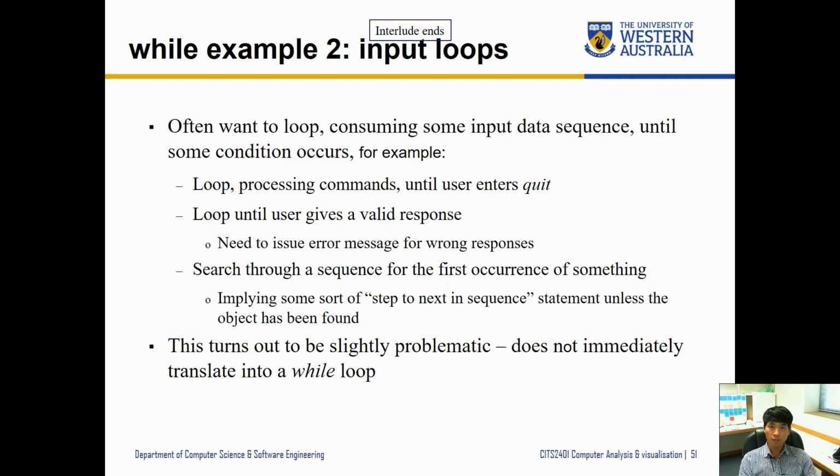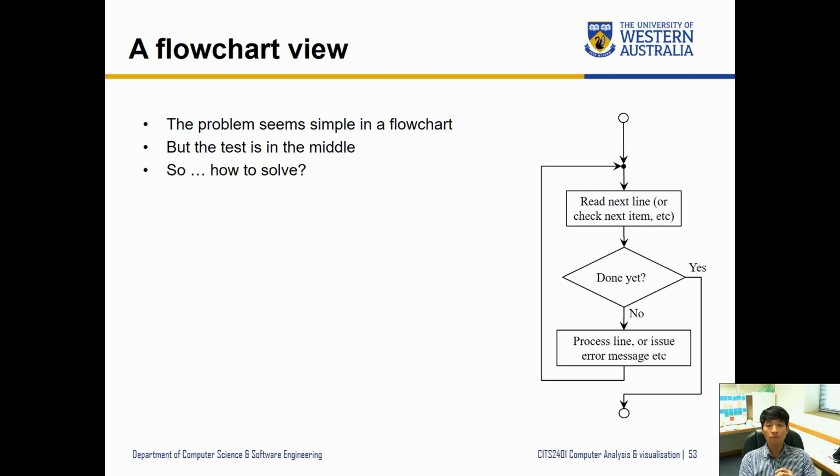This is a little bit tricky because it doesn't immediately translate into a while loop. A flowchart view of this is that we read a line, and then ask, are we finished? We check inside a while loop, and then we process it if it's not finished, and we try to read again and check if we're finished. Flowchart wise, it's quite straightforward, but how do we solve this?